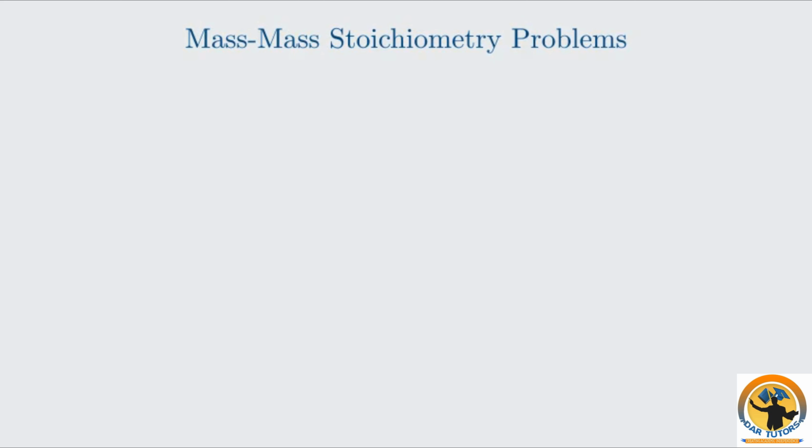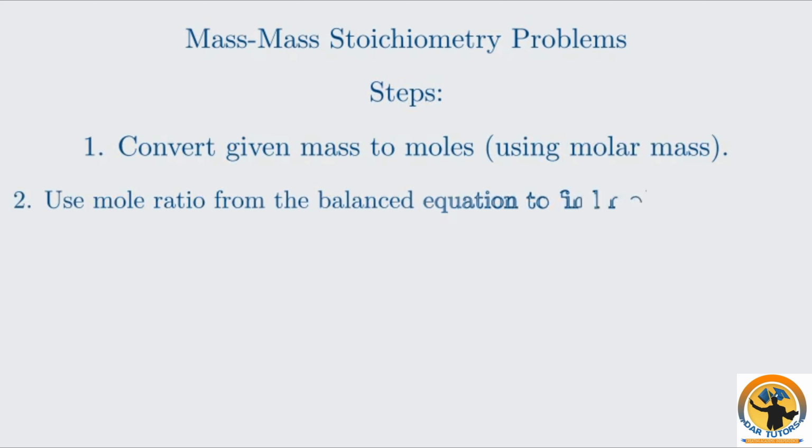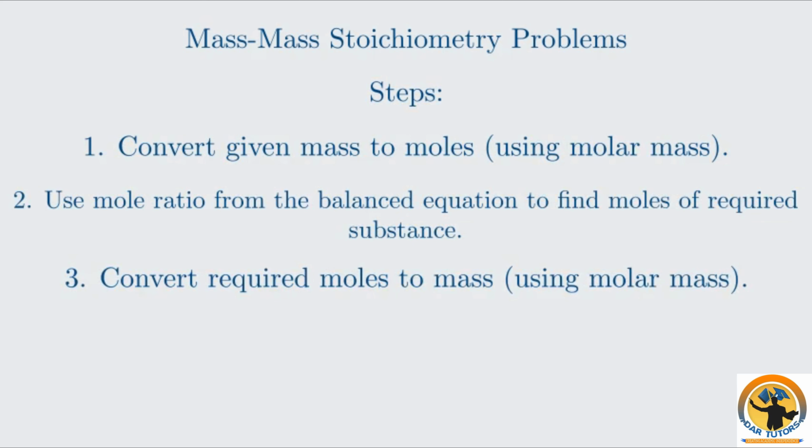In these problems, you're given the mass of one substance in a reaction and asked to find the mass of another. The key is to convert everything to moles first. Let's outline the steps. There are 3 core steps. First, convert the given mass to moles. Second, use the balanced chemical equation to find the mole ratio and calculate the moles of the substance you need to find. Third, convert those moles back into a mass.